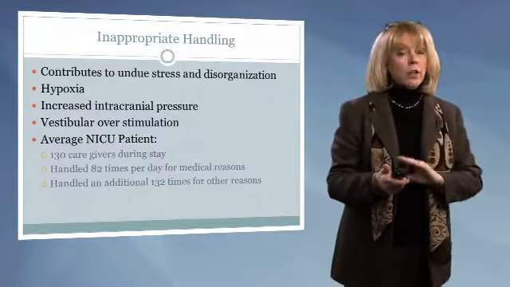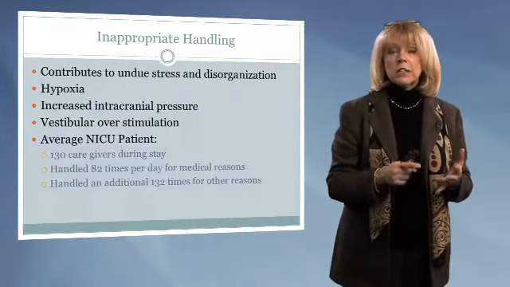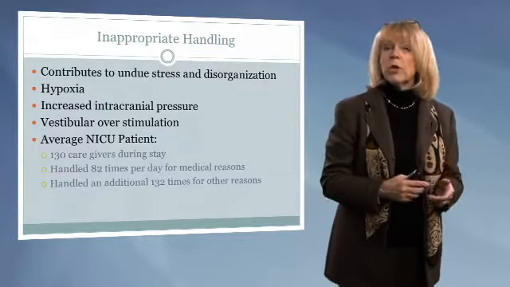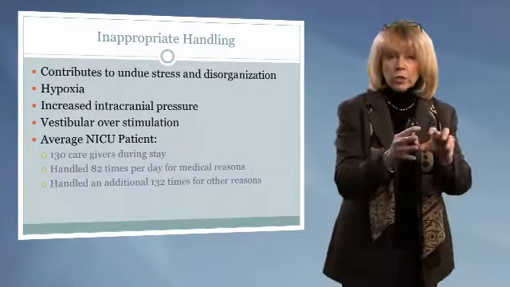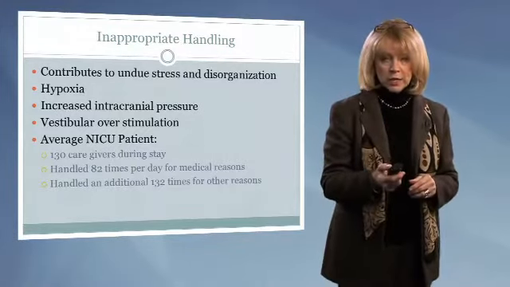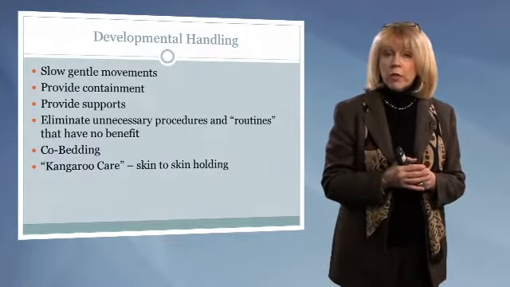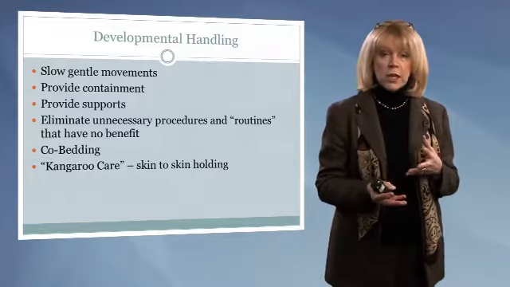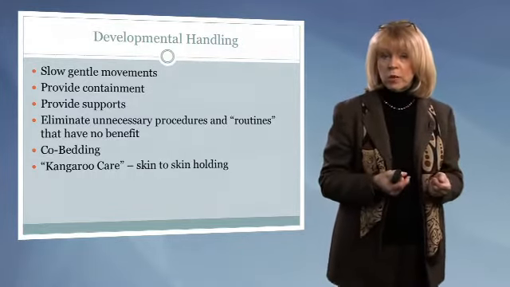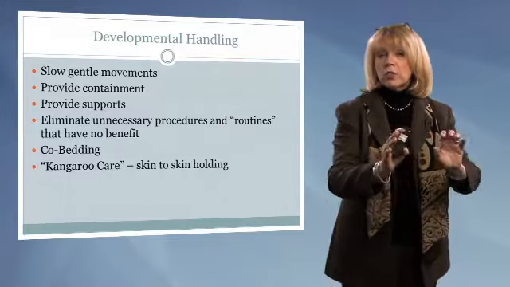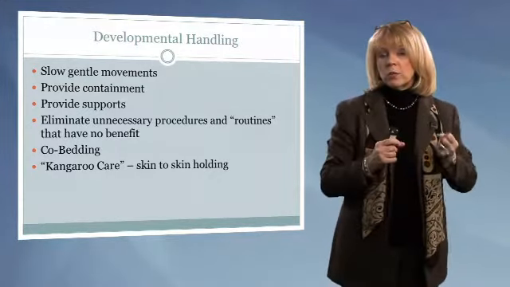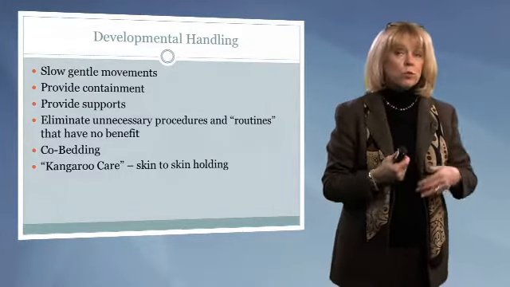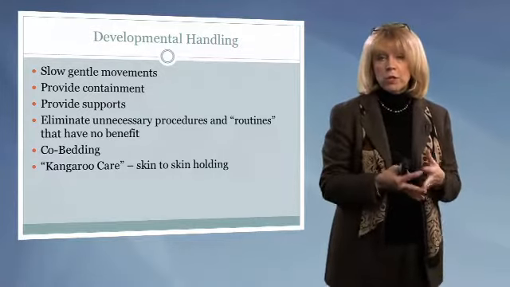Now remember, if we have a line that has become disconnected, or an infant that extubates themselves, or anything that creates a medical emergency, we are going to take care of that. Then we're going to work to bring this infant back together when that has subsided. Appropriate handling means slow, gentle movements. It also provides this infant with some containment. We're going to have a support network for this infant, so that if he does go into extension, he will meet slight resistance and come back into flexion. We also need to look at unnecessary procedures or routines that really have no benefit to our infant.